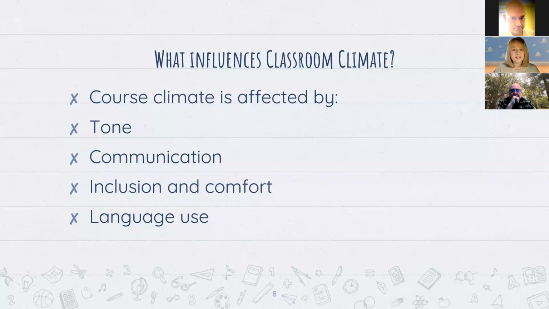Course climate is affected by the tone of the class, how the instructor communicates with students, and the range of inclusion and comfort that students experience. Climate can be influenced by the kind of language we use in the classroom. Is it encouraging language or is it demotivating? Especially in the way negative feedback is offered. Is the feedback constructive and focused on the task, or is it demeaning and focused on the person?